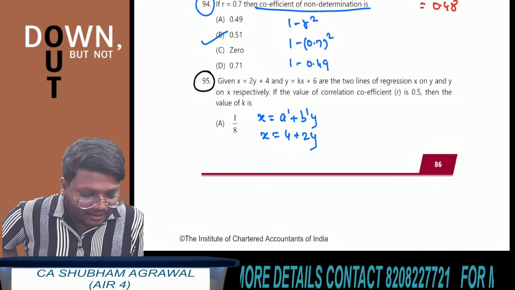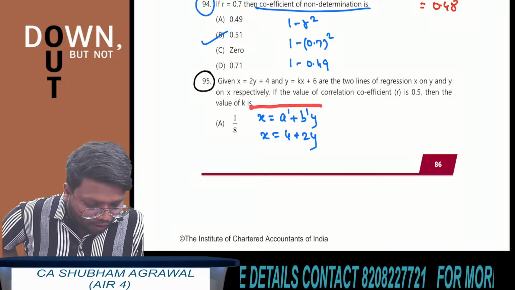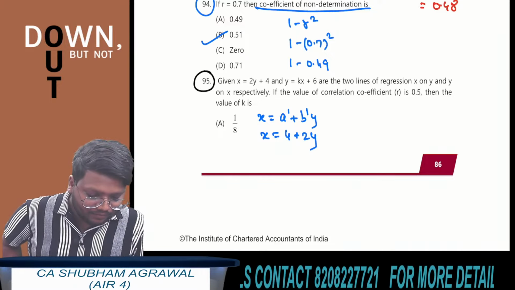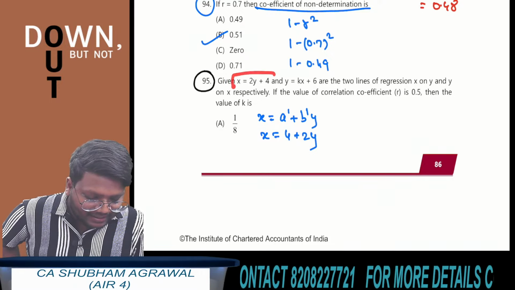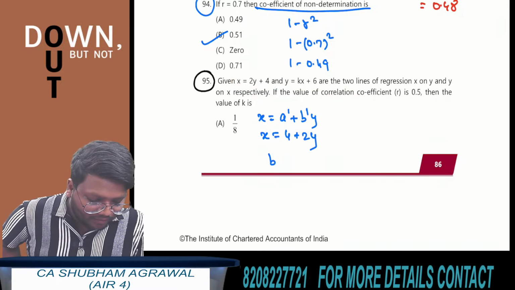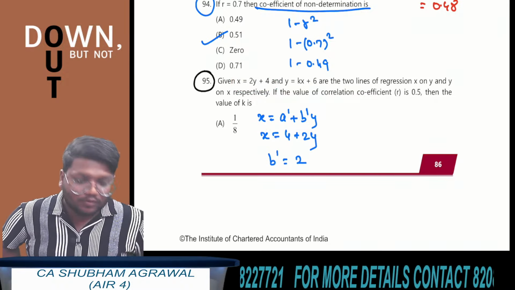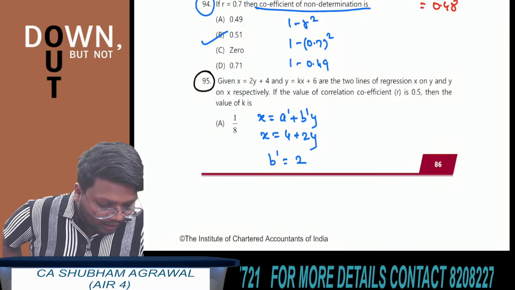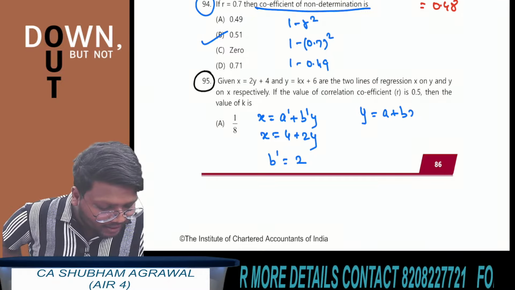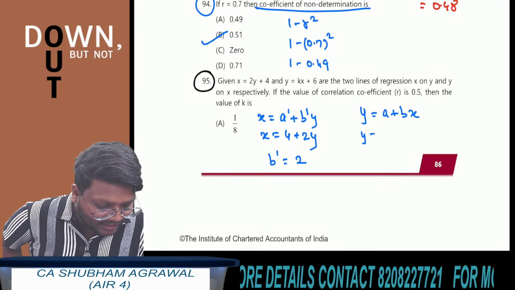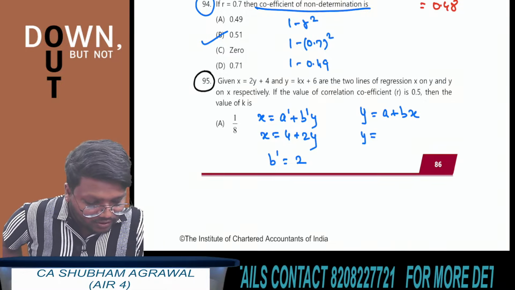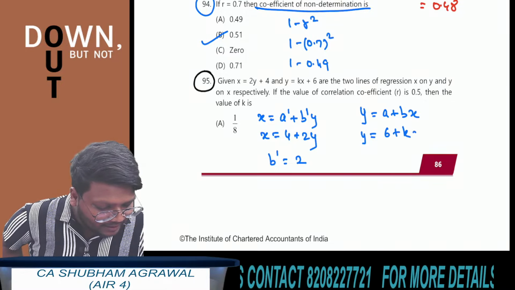Okay, the standard form of regression line of x on y is what? X is equals to a dash plus b dash y. So this x equals to 2y plus 4, this we can write as what? X equals to 4 plus 2y. So by comparing this, we have got the value of b dash is 2. Now standard form of regression line of y on x is what? Y is equals to a plus bx. And they have given the regression line of y on x is y is equals to kx plus 6. So we can write it as y is equals to 6 plus kx.